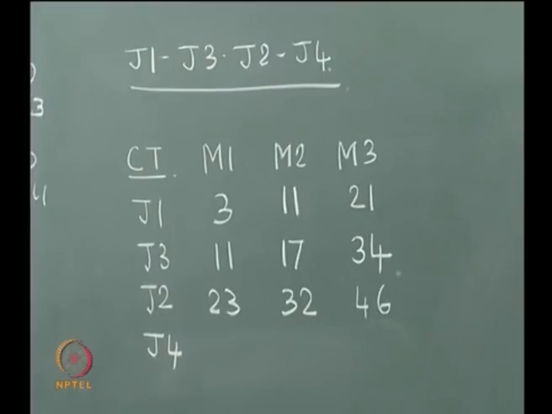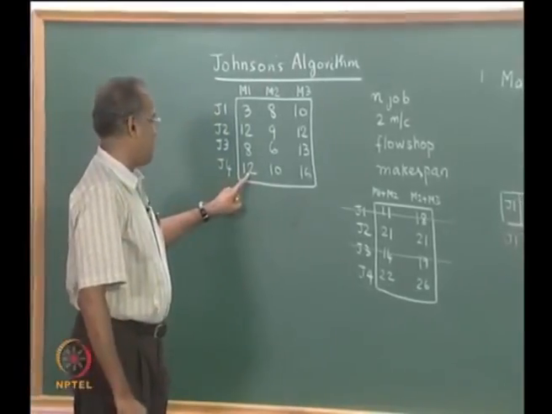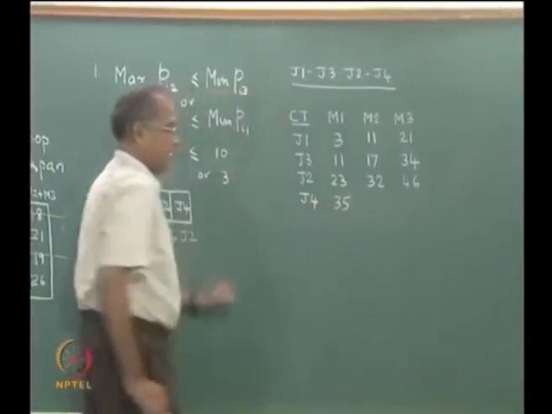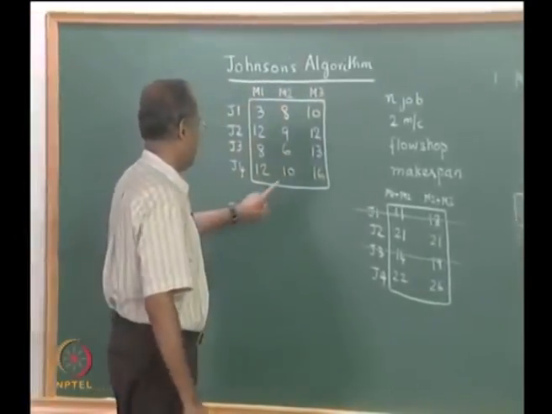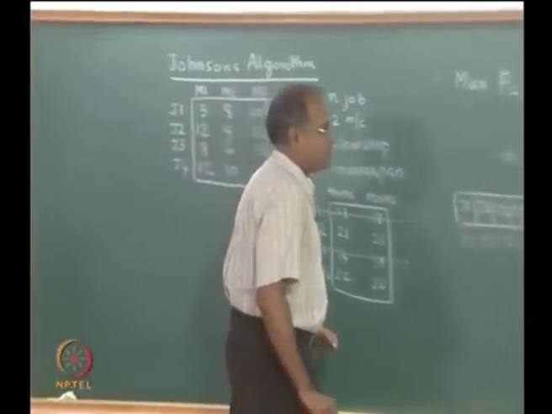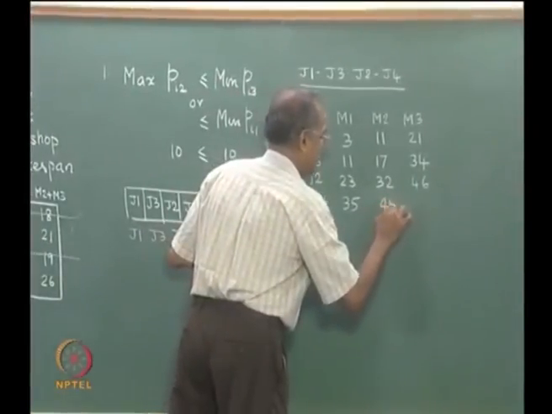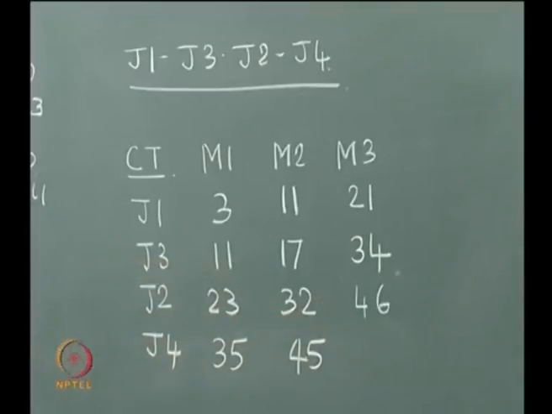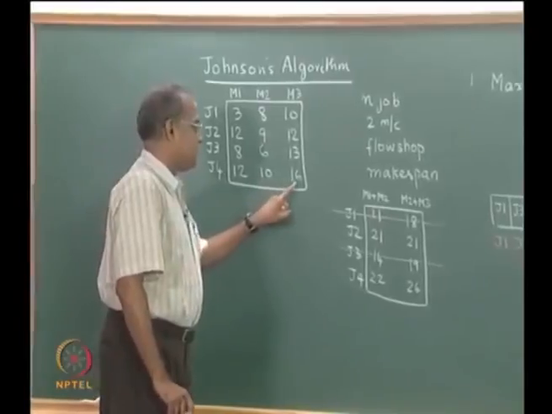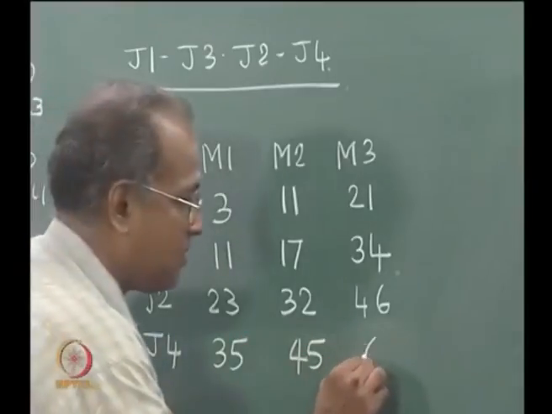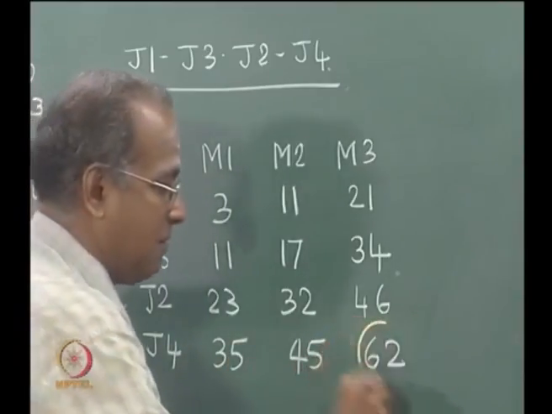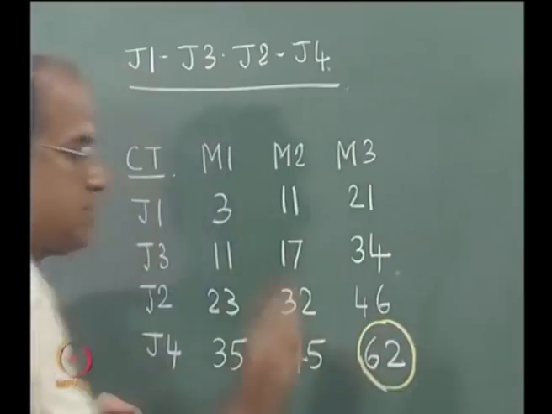Now J4 enters, so M1 is available at time equal to 23, so J4 requires another 12 units, so 23 plus 12, 35. At 35 M2 is free, it requires another 10 time units, so finishes at 45. Now it has to wait for M3 because M3 is available only at 46. So it visits M3 at 46, takes another 16 time units and comes out at time equal to 62. So the make span for this sequence will be 62.